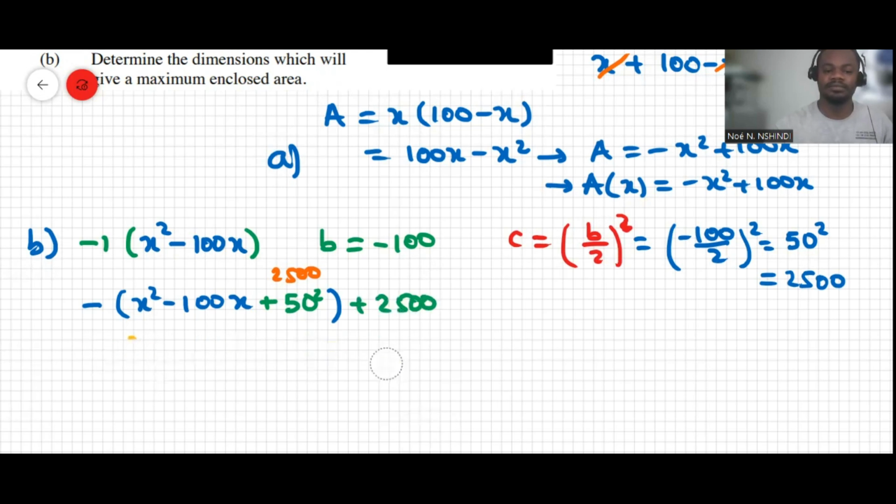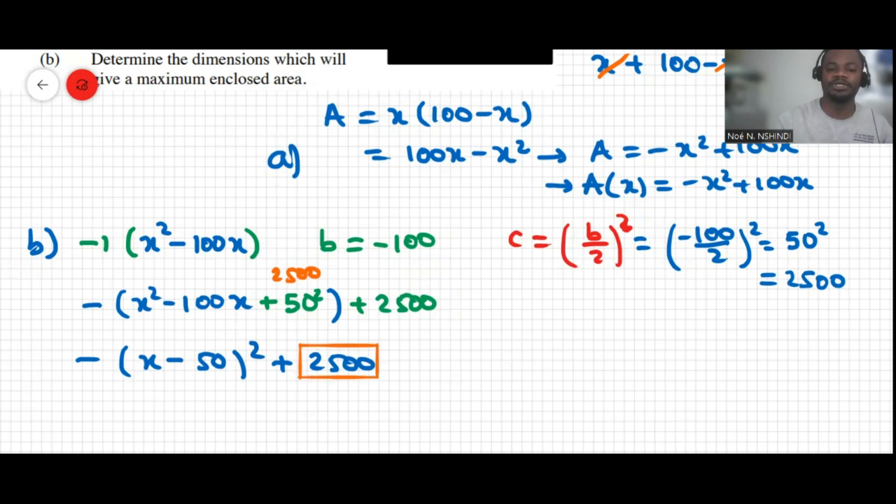And then we know that this is the value that makes the maximum. Let's just complete this. This is going to be negative, I'll write here x minus 50, to the power of 2, plus 2,500. And as I was saying, the maximum value will be this one, 2,500 meters squared. So therefore, the maximum area will be 2,500 meters squared. Thank you.